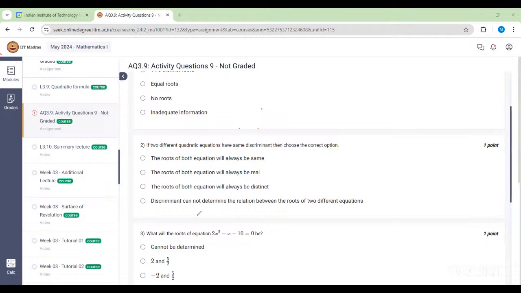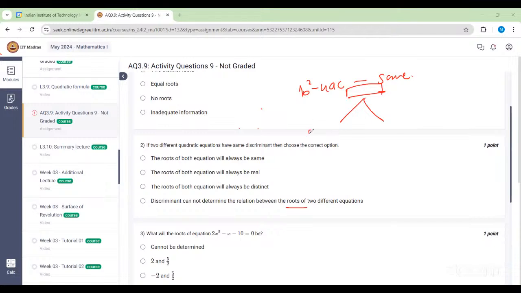No, see, the discriminant cannot determine the relation between the roots of two distinct equations because it is possible to get the same discriminant for two distinct equations. So, yes, for example, we want b square minus 4ac to be the same. The discriminant can find the nature of its own roots. But suppose two equations are there, and those two equations give you the same discriminants.